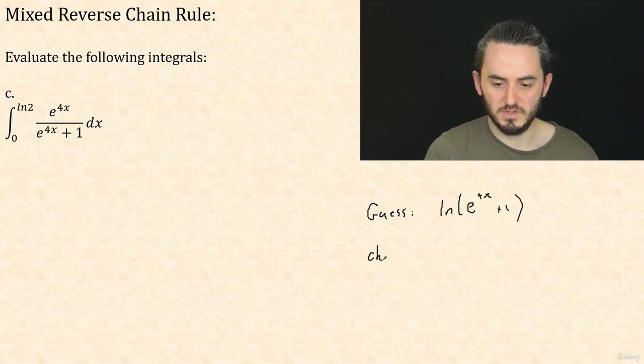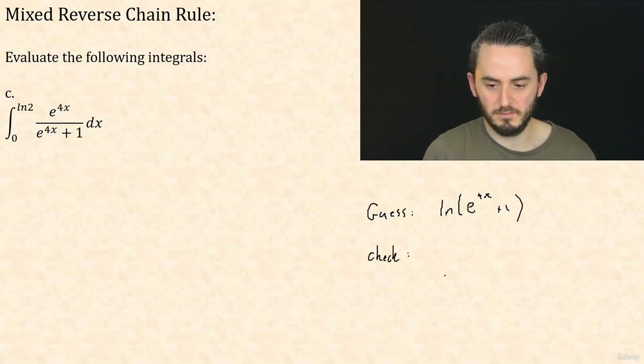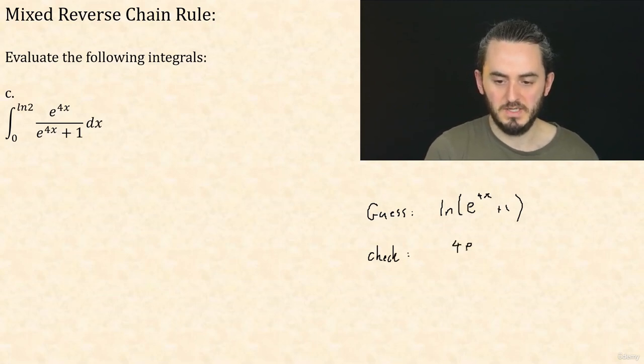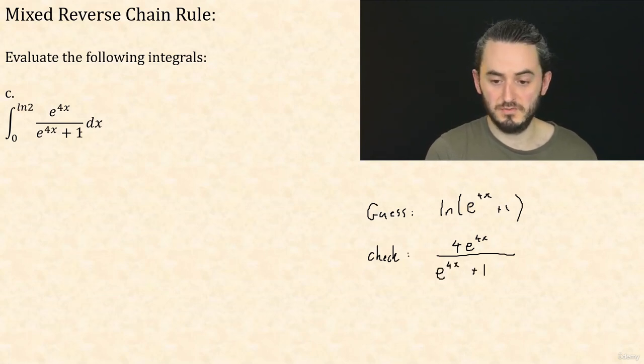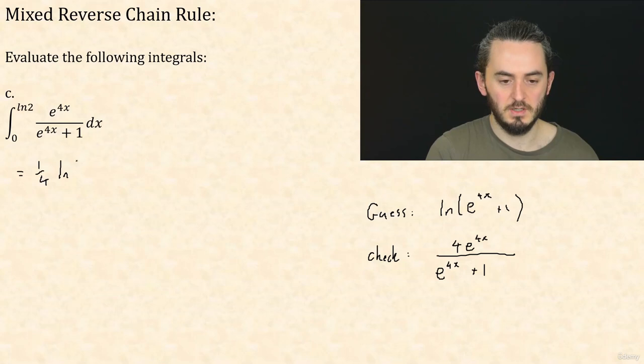When I check this, what do I get? Well, I get the derivative of the function, which is 4e to the 4x over e to the 4x plus 1. And that's good, it's just 4 times too big. So my answer will be 1/4 of what my guess was. So 1/4 ln e to the 4x plus 1. And now I need to sub in my limits.